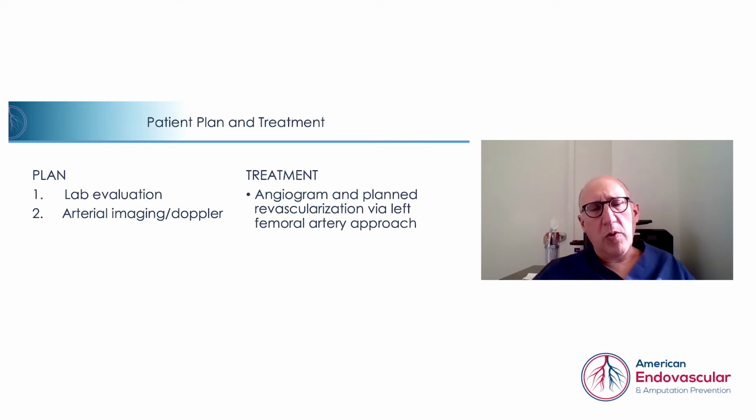Treatment plan was for vascular evaluation. Routine lab work was drawn at our office, and arterial imaging with Doppler. The arterial ultrasound exam demonstrated multiphasic signals within both common femoral arteries. On the left side, there was a decreased velocity on the left common femoral as compared to the right. And there were increased velocities in the proximal superficial femoral artery on the right, and the distal superficial femoral and popliteal arteries, and occlusion of the tibial vessels. Treatment was an angiogram and planned revascularization of the right lower extremity vessels by a left femoral approach.